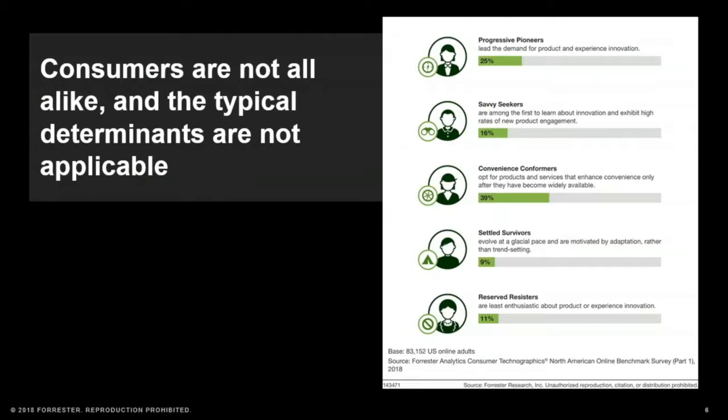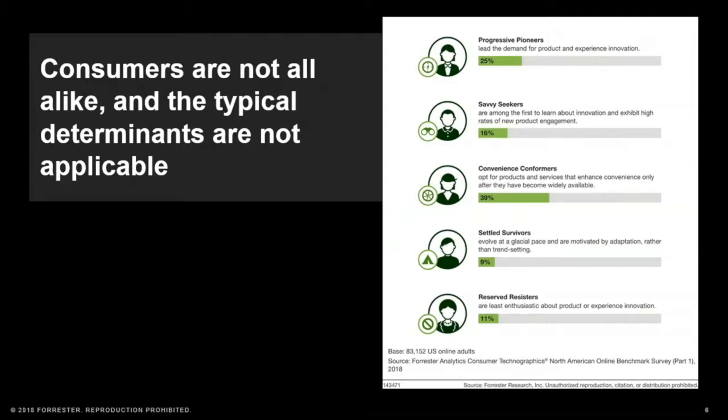Historically, marketers would put consumers into age groups. They would divide them by sex. They might divide them by zip codes, and using those data points, they would come up with a profile. But Forrester thinks that consumers have changed very dramatically, and that what you could assume about consumers before based on their age, gender, and income, you can no longer assume. We've devised 5 new buckets for the way to look at consumers, and they vary from progressive pioneers to convenience conformers and all the way to reserve resistors.